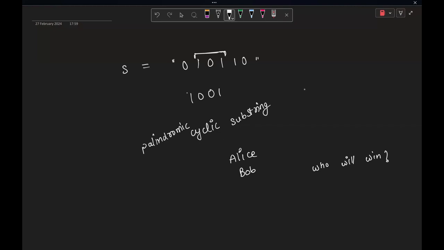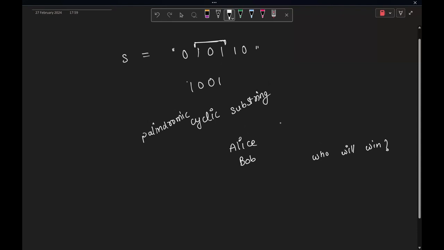So, is the problem statement clear? Not so clear. Like, what do you mean by palindromic cyclic substring? May you explain it again?